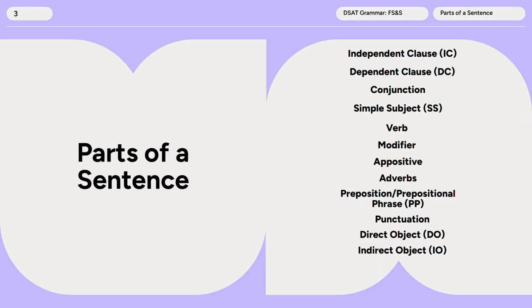Again, we have the parts of sentence that is absolutely fundamental to understanding and performing well on the DSAT grammar portion. Again, we have the IC, DC, conjunction, simple subject, verb, modifier, appositive, adverbs, prepositional phrases, or PP, punctuation, direct object, or DO, and indirect object, IO. So make sure that you guys know every single one of these because they are all very important.